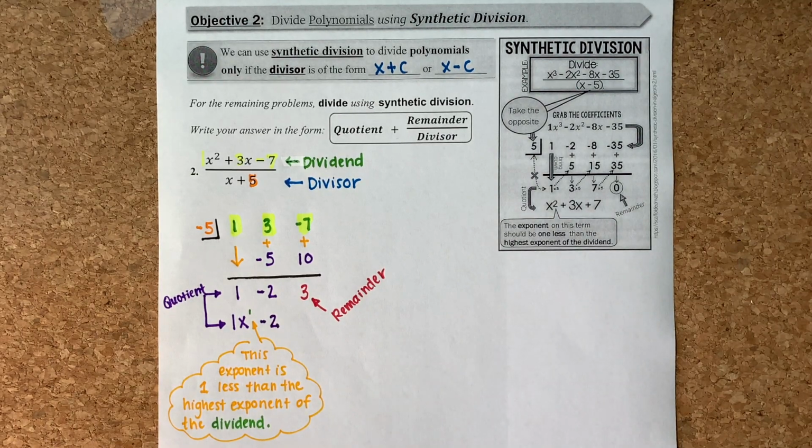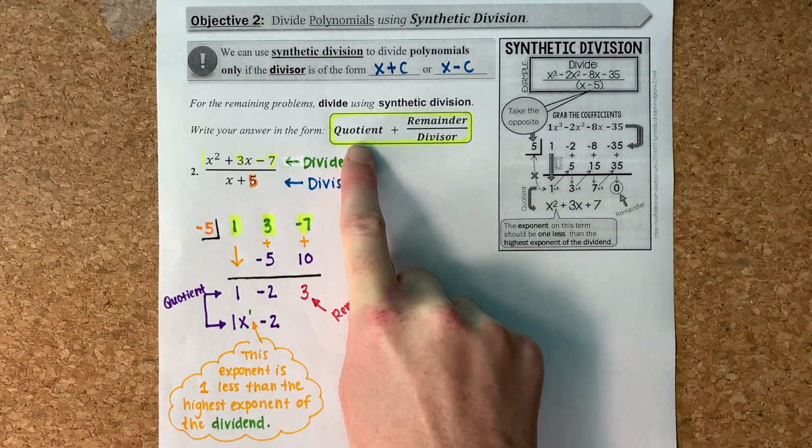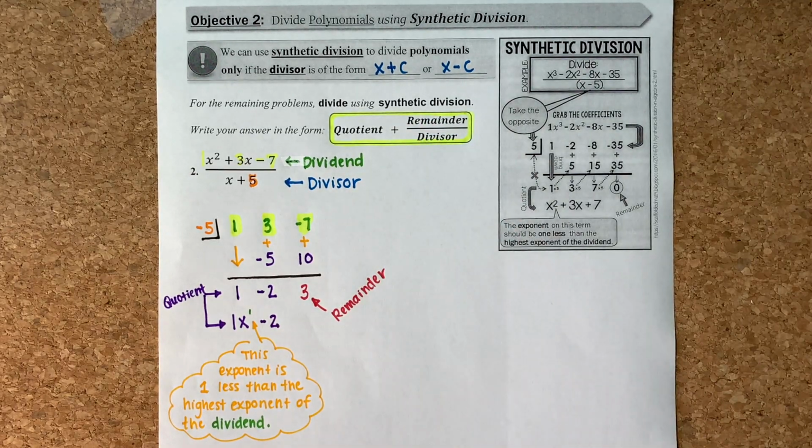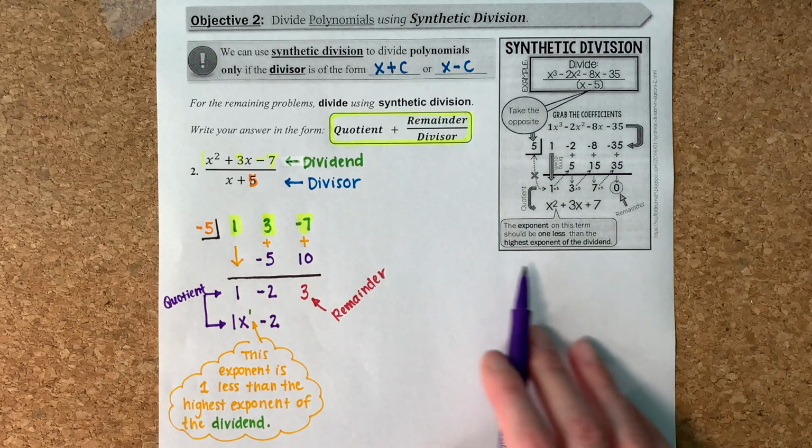Now we've completed the process of synthetic division. Now we just need to write our answer in the correct form. This is the form that we want to write our answer. Quotient plus remainder divided by the divisor. So I'm going to copy this over here.